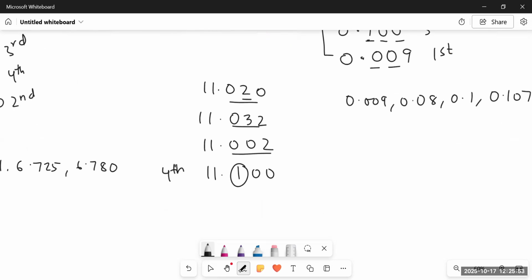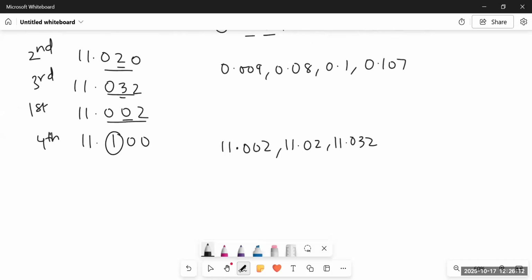Now we will compare 2, 3, and 0. Among these three, 0 is the smallest. This one would become first. 2 comes later, it's second. And this one would be the third. So we are supposed to write it like this: 11.002, then 11.02, 11.032, and 11.1. Okay, students, I think this is now easy for you to solve.